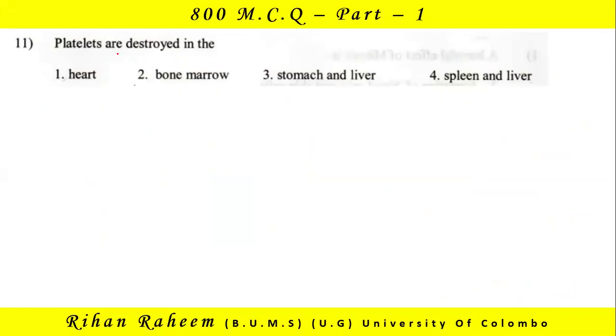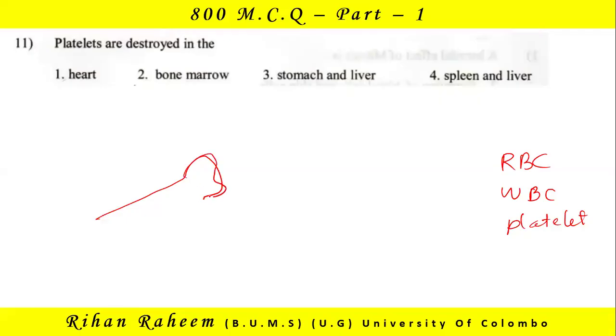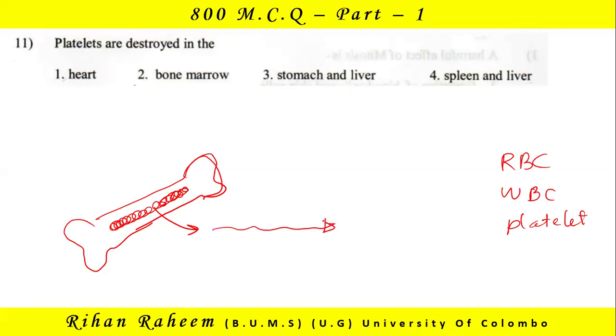Question number 11. Platelets are destroyed in: red blood cells, white blood cells, platelets. Platelets are not cells, but pieces of cells. They are produced in the bone marrow. If you take the bone, inside the bone we have the bone marrow. This bone marrow produces RBC, WBC, platelets, and finally they are used in the body.